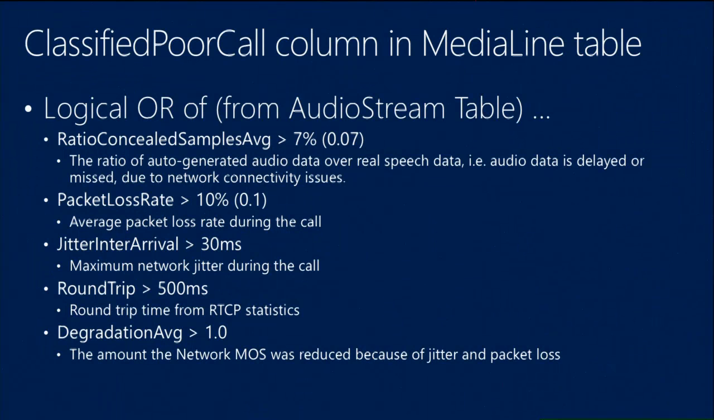And how do we do that? Well, we look at the audio stream table, specifically at these columns in the audio stream table, and then we logically OR them, meaning that if any of these conditions are met, we would flag the call as poor. And so this is obviously important when you see in the monitoring survey reports that we are flagging something as poor, that you know why we are doing that, where it is coming from.